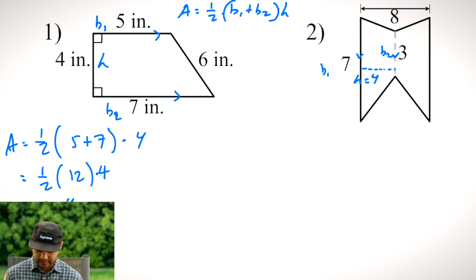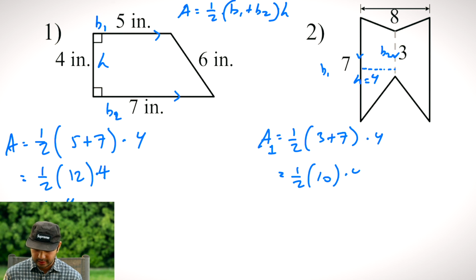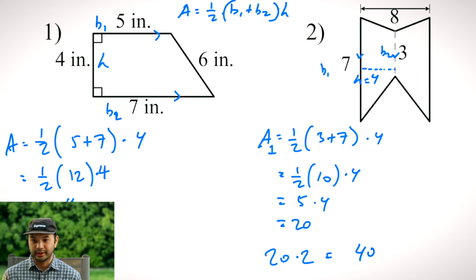So now fill that out. Area of one of the trapezoids is going to be 1/2 times 3 plus 7 times 4. So 1/2 of 10 times 4, 5 times 4 is 20. So if you're done there, that's why I wrote the 1 over here, because that's for one trapezoid. So you just have to multiply that by 2, 20 times 2, and you have 40. So 40, and there's no units there, so 40 square units. Okay, so 40 units squared.